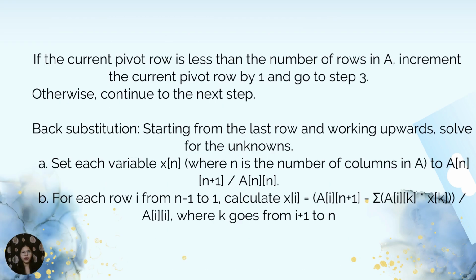If the current pivot row is less than the number of rows in A, increment the current pivot row by 1 and go to step 3. Otherwise, continue to the next step. Back substitution: starting from the last row and working upwards, solve the unknowns.